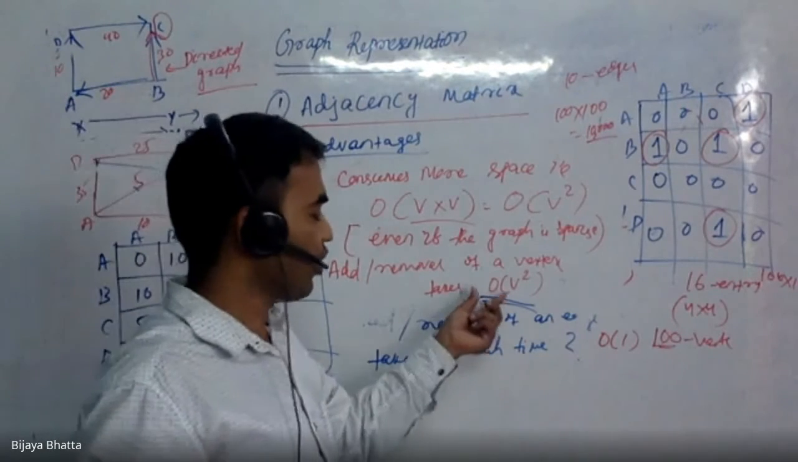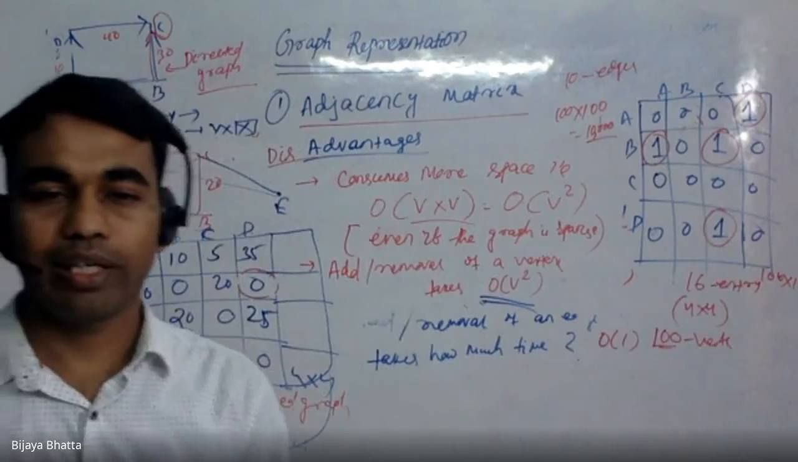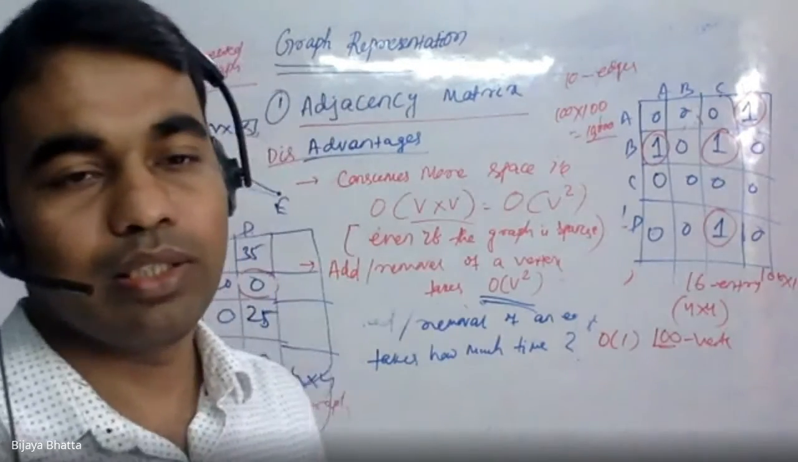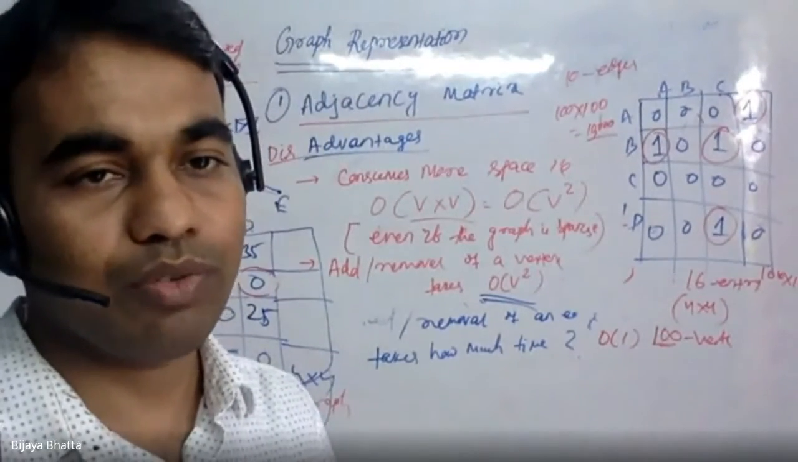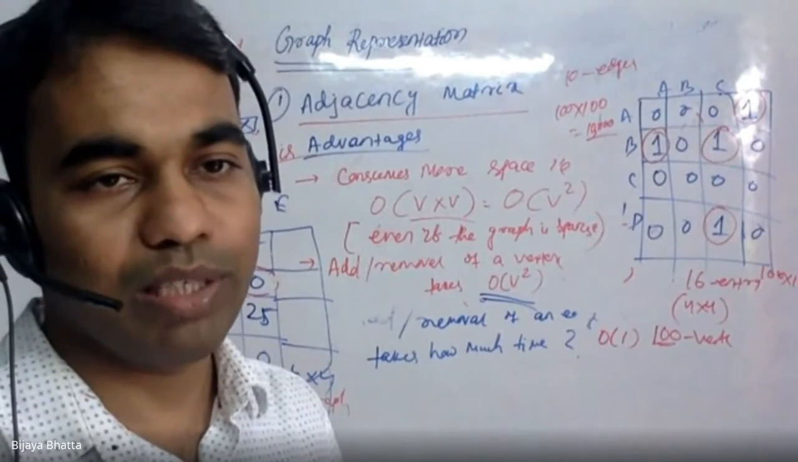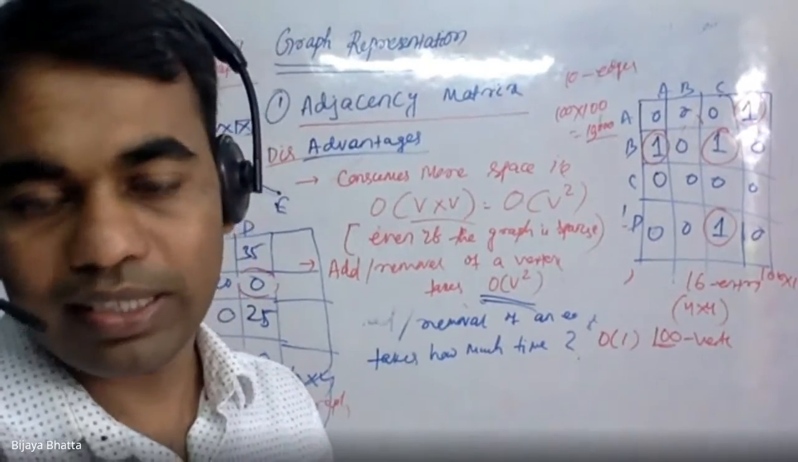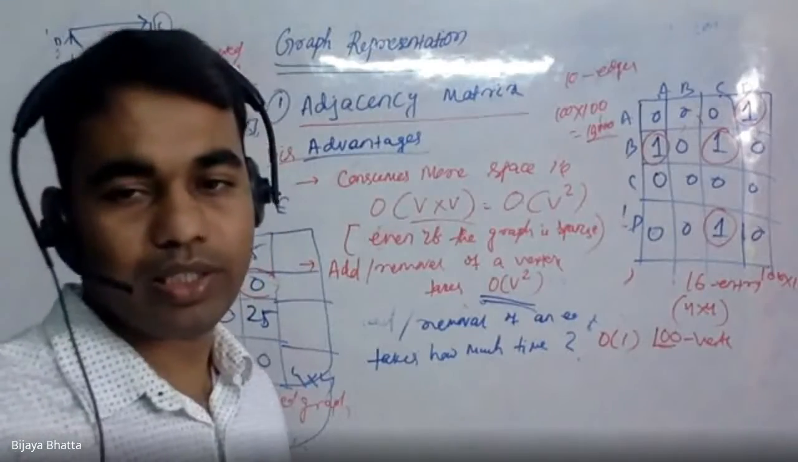That's why if you are adding a new vertex, that is going to take extra time, right? Which is V square time. So that's why this is also one of the demerits, right? Is it clear? So what are the advantages and disadvantages?